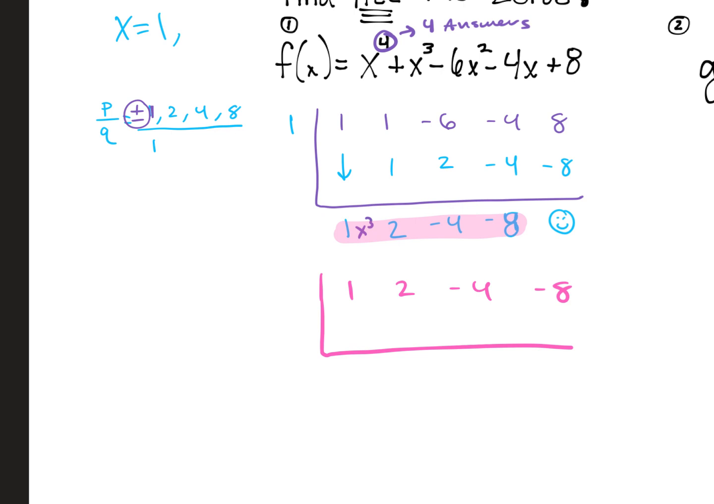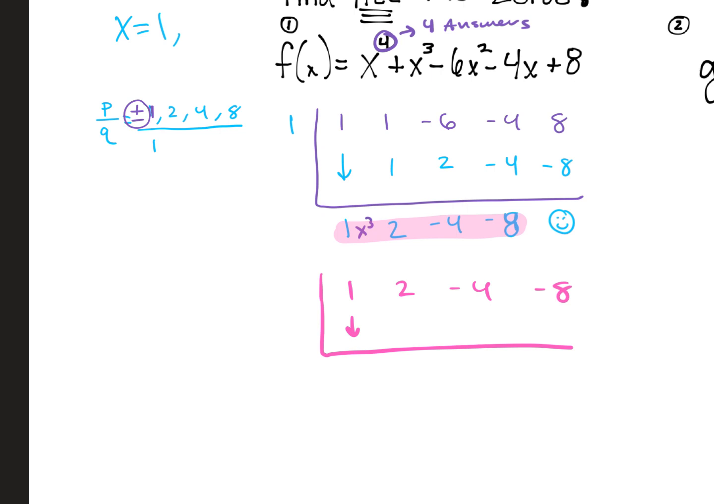Are the p over q possible options going to change? No. Our last is still 8, so it doesn't change. So we still have the same possible options. What do you want to try next? Any suggestions? Sure, we can try negative 1. So we drop down the 1, multiply, we get negative 1, add 1, multiply, negative 1, add negative 5, multiply, positive 5, add negative 3. Does negative 1 work? No. So that is not an answer, so you can cross it off your list of possible options so you don't try it again.